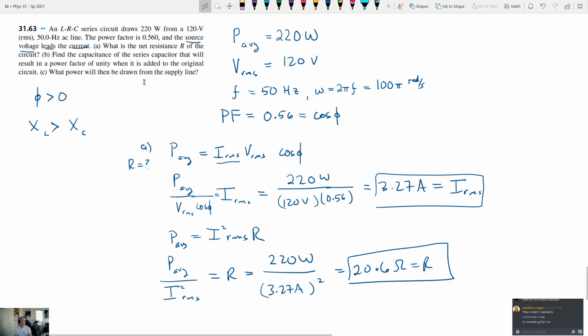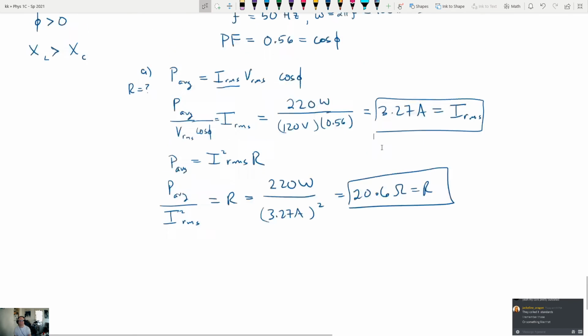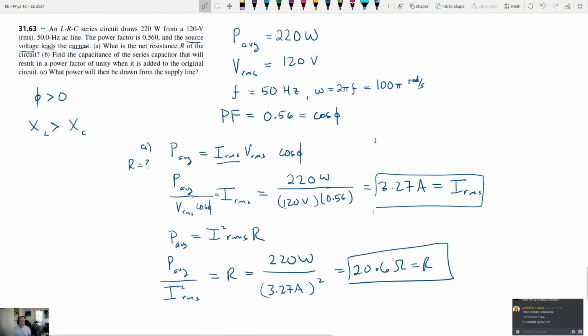Part B says, find the capacitance of the series capacitor that will result in a power factor of unity when it is added to the original circuit. So this is what they are saying. Let's see if I can leave it on the page. Currently, this is the circuit that we have.